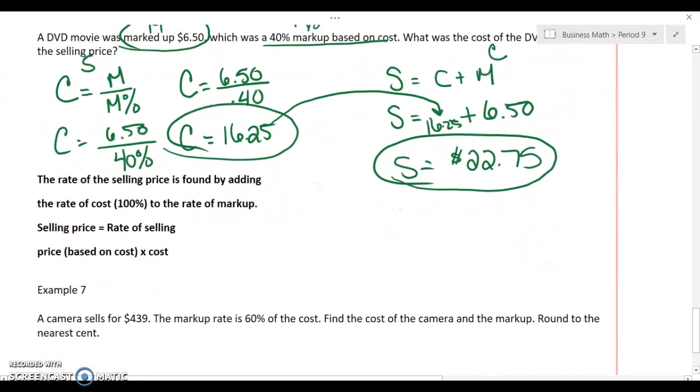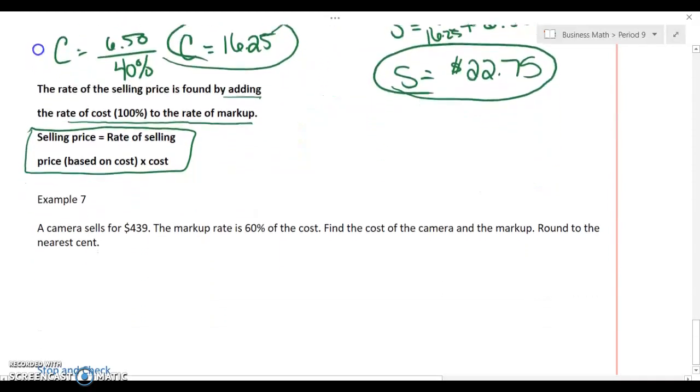So here's some more formulas. How about the rate of selling price? You find that by adding the rate of cost to the rate of markup. So here's the formula. Selling price equals rate of selling price based on cost times cost. We're going to use this for example 7.